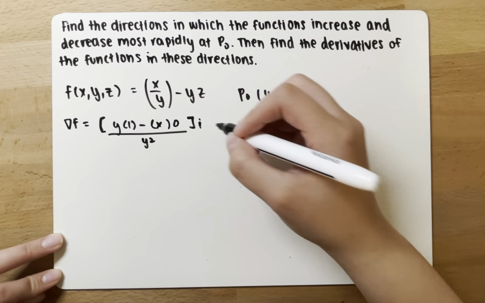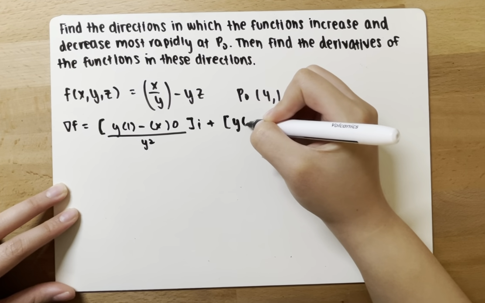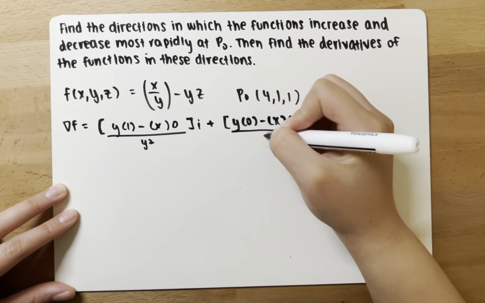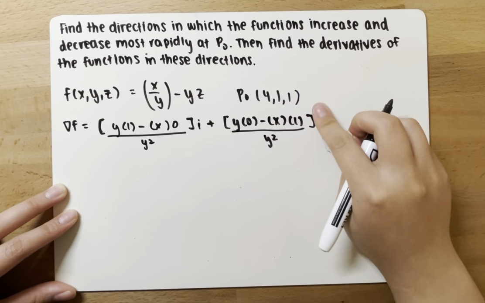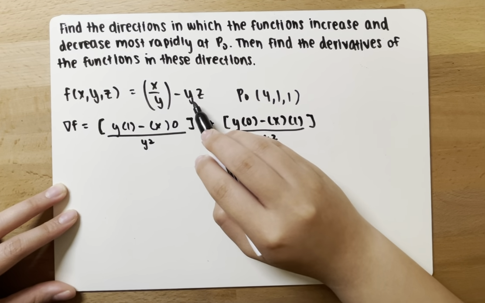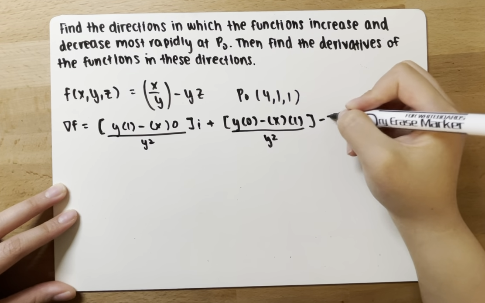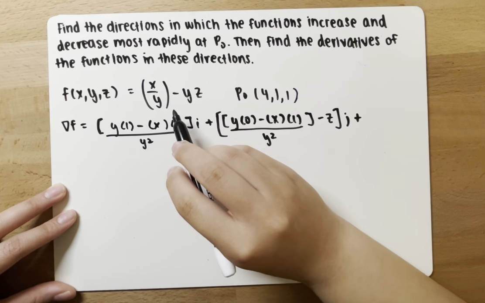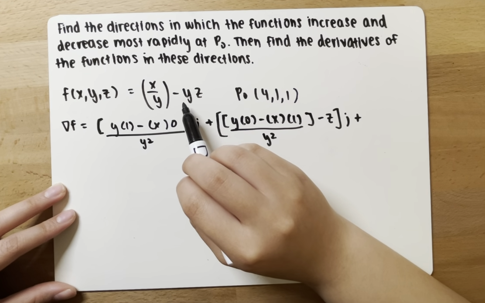This is your i component, plus the derivative of this in terms of y. You get low d high minus high d low over low squared. This is your j. But this is not it, because you have a y value right here, so you have to derive this part too. So the derivative of negative yz is negative z. Now this is your j component, plus the derivative of this function in terms of z, you have a negative y.